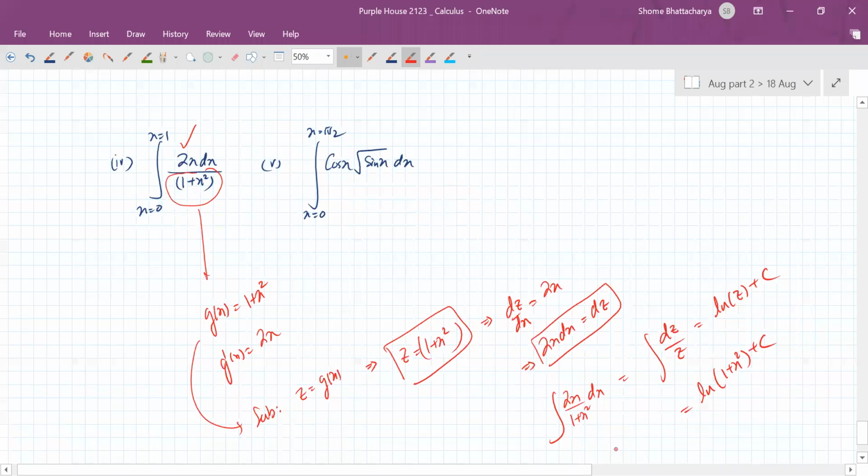So this integration is 2x upon 1 plus x square. This integral is ln of 1 plus x square. So this is the antiderivative. Now all you have to do is put the same limits on the antiderivative and get the answer from that.